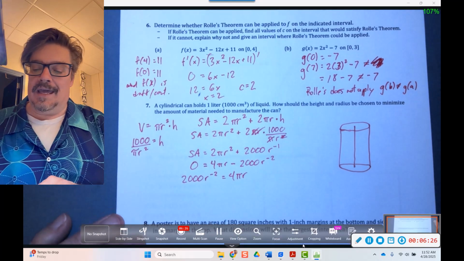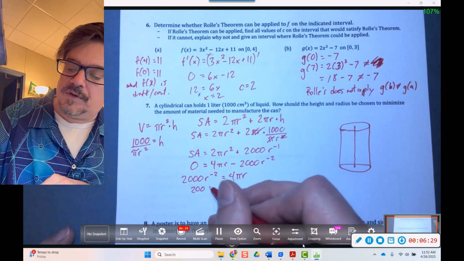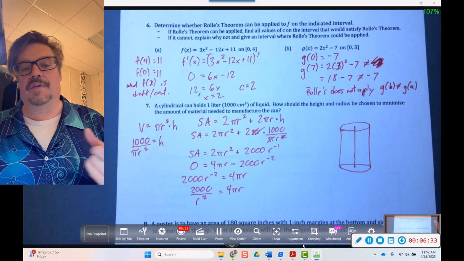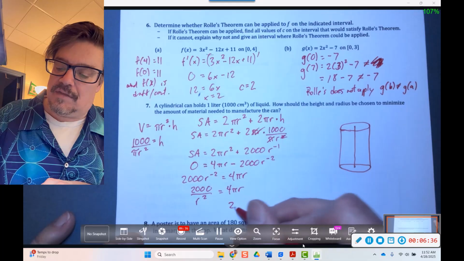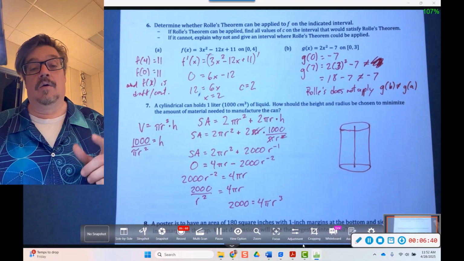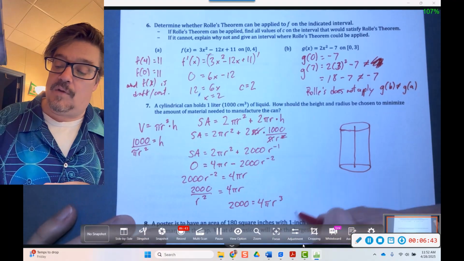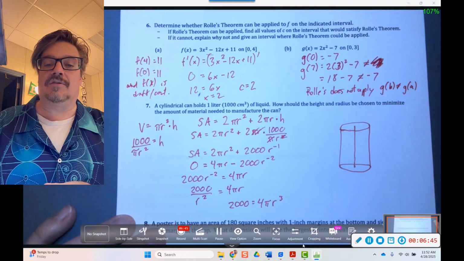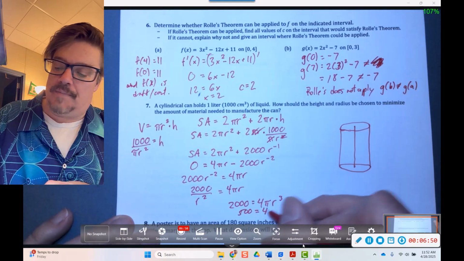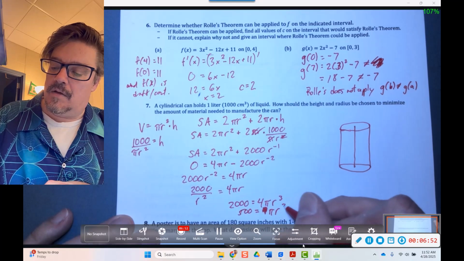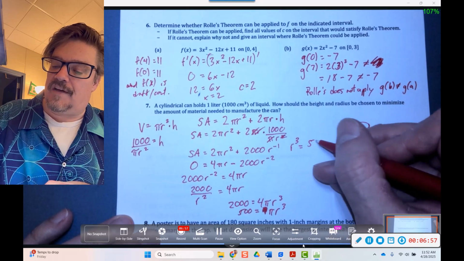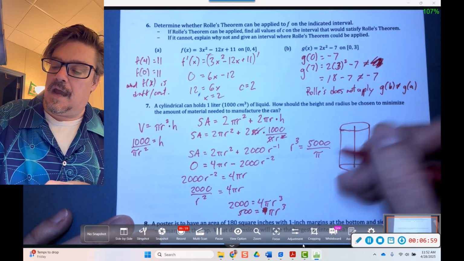I'm going to rewrite this again, and you will notice that I can cross multiply. So then the r goes to the other side. We get 2,000 equals 4 pi r to the third power. Once we cross multiply, we're going to divide both sides by 4. And why do I not trust myself? What is that? 500 equals 4. Nope, I divided by 4 already. So now we've got r to the third power equals 500 divided by pi. And then we're going to take the cube root.